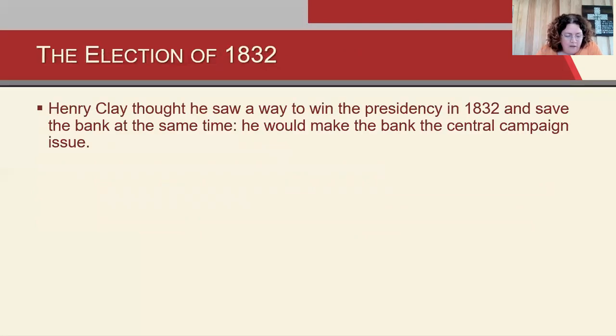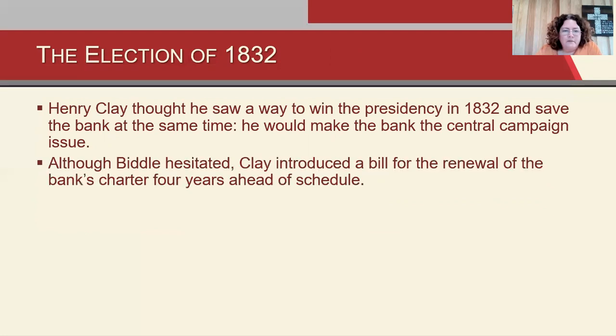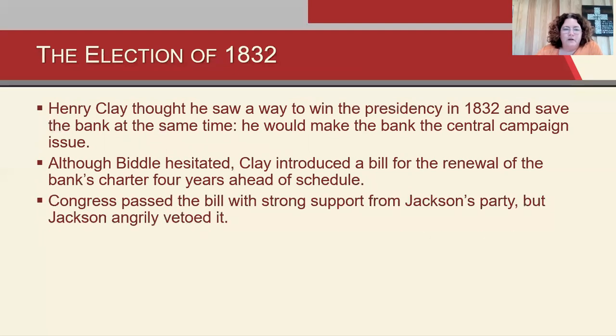So Henry Clay thought he could win the presidency in 1832 and save the bank at the same time by making the bank the central campaign issue. Biddle was hesitant to, because if you remember, the charter for the bank doesn't come up until 1836. So you've got 4 years here. Biddle was hesitant to jump the gun, but Clay went ahead and introduced a bill for the renewal of the bank's charter 4 years ahead of schedule.